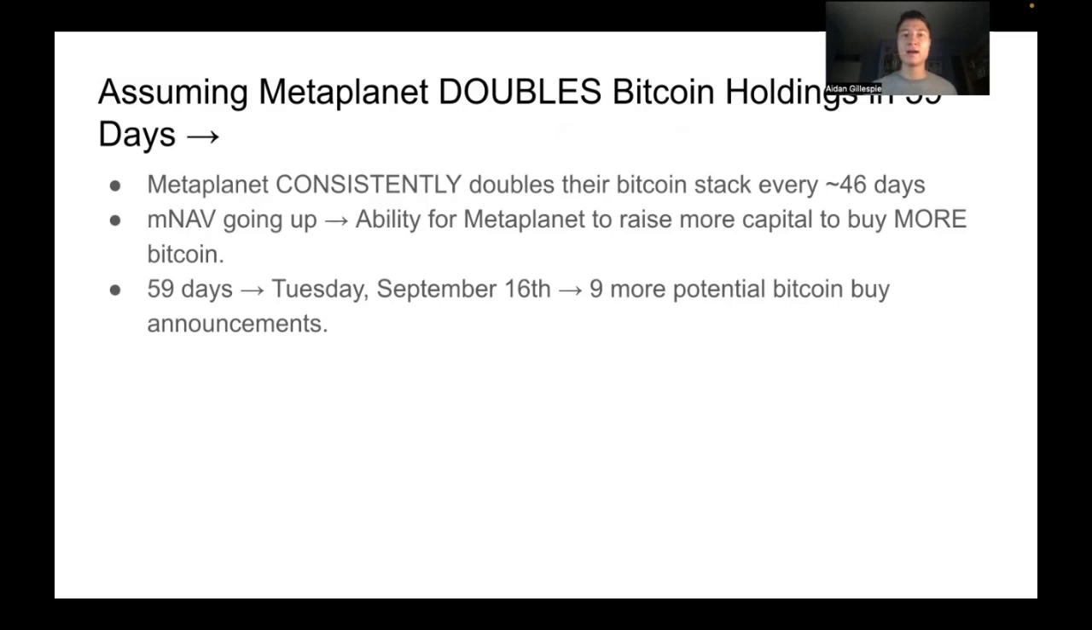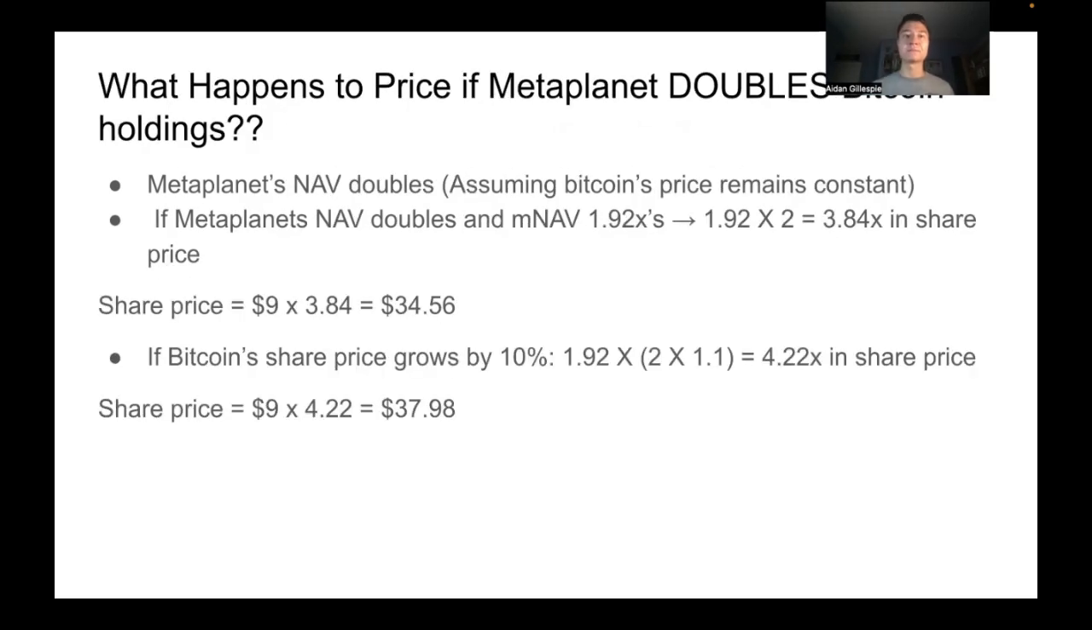I think that assuming Metaplanet doubles their Bitcoin holdings in the next 59 days is actually a little bit on the conservative side. I think they'll do a little bit better than that, but I like to err on the side of caution and stay a little bit more conservative here. It is possible that they don't quite get to that number, but this is what I'm expecting to happen in the next 59 days based on my model and based on what Metaplanet has historically done.